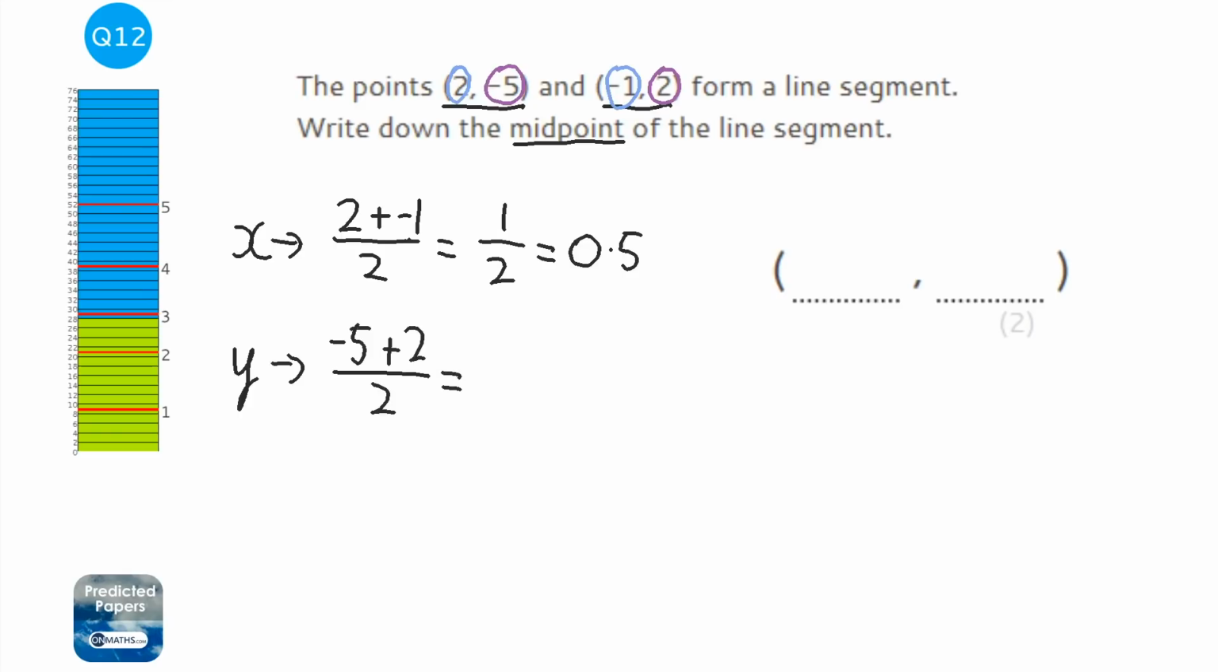Minus 5 plus 2 is minus 3 over 2, which is going to be minus 1.5. So the coordinates are 0.5, minus 1.5. And if you think about it, half is halfway between 2 and minus 1, so that makes sense. And minus 1.5 is halfway between minus 5 and 2.